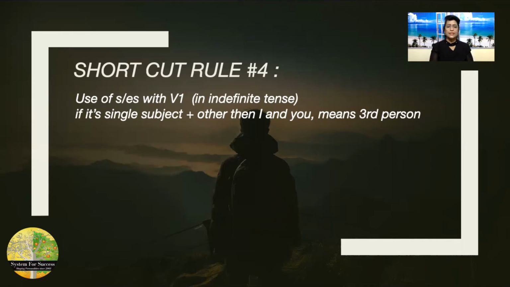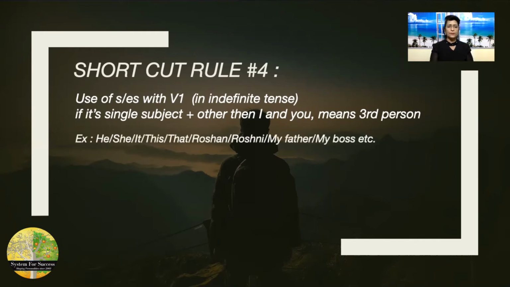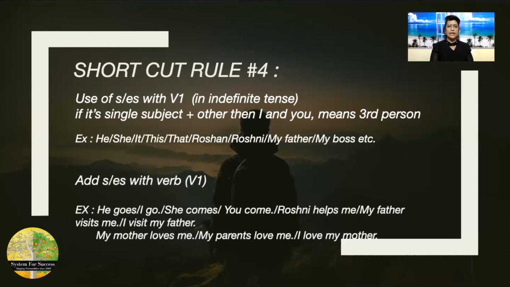The rule says, if your subject is single, but it has to be other than I and you. देखो, ऐसे तो I भी सिंगल है और you आपका सेकेंड पर्सन है, तो you आपका सिंगुलर भी है और प्लूरल भी है. But the rule says कि अगर आपका सब्जेक्ट सिंगल है लेकिन वो I और you नहीं होना चाहिए, it means it has to be third person. For example, अगर आपका सब्जेक्ट he, she, it, this, that, सिंगल पर्सन, सिंगल नेम, रोशन, रोशनी, my father, my mother, my boss, anyone, single.